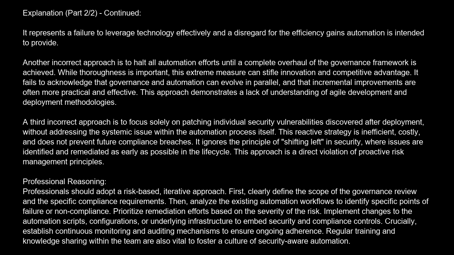Professional reasoning. Professionals should adopt a risk-based, iterative approach. First, clearly define the scope of the governance review and the specific compliance requirements. Then, analyze the existing automation workflows to identify specific points of failure or noncompliance. Prioritize remediation efforts based on the severity of the risk. Implement changes to the automation scripts, configurations, or underlying infrastructure to embed security and compliance controls. Crucially, establish continuous monitoring and auditing mechanisms to ensure ongoing adherence. Regular training and knowledge sharing within the team are also vital to foster a culture of security-aware automation.